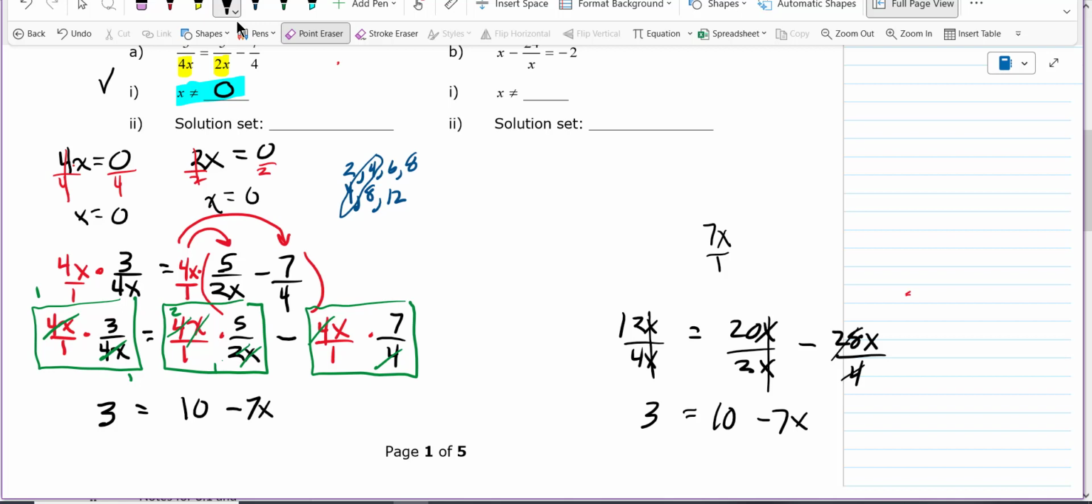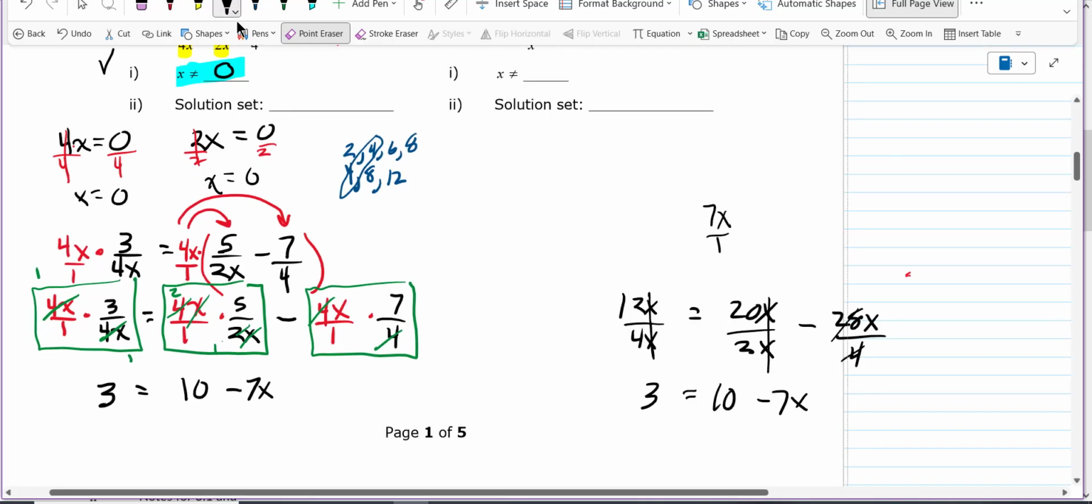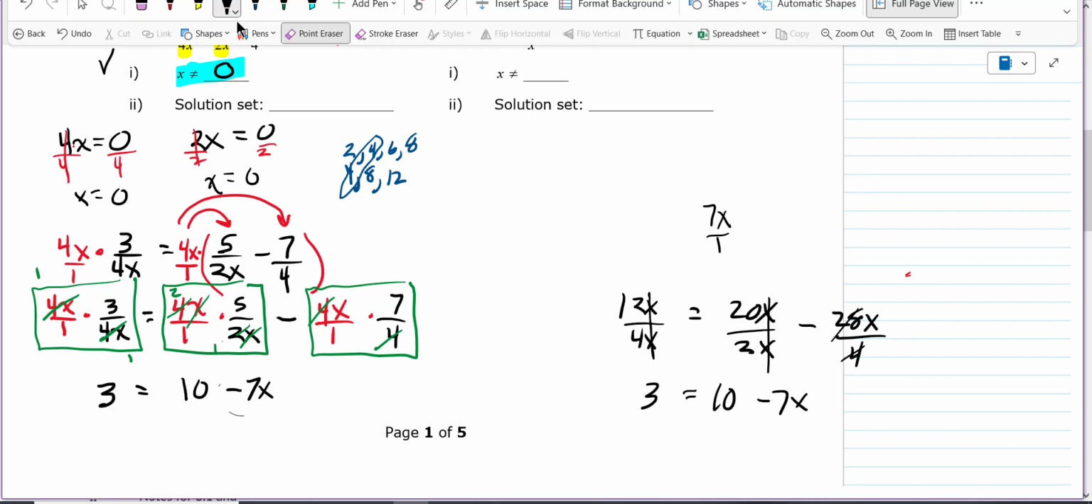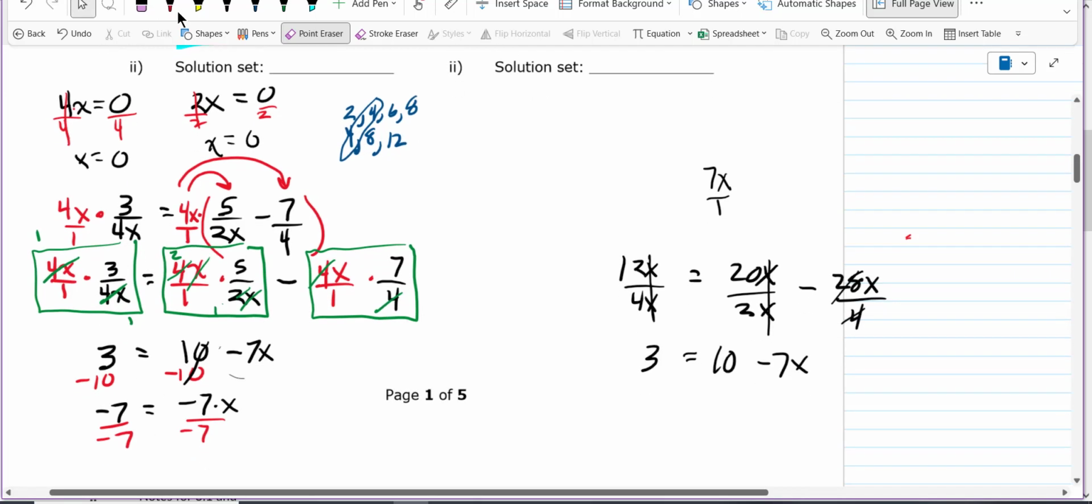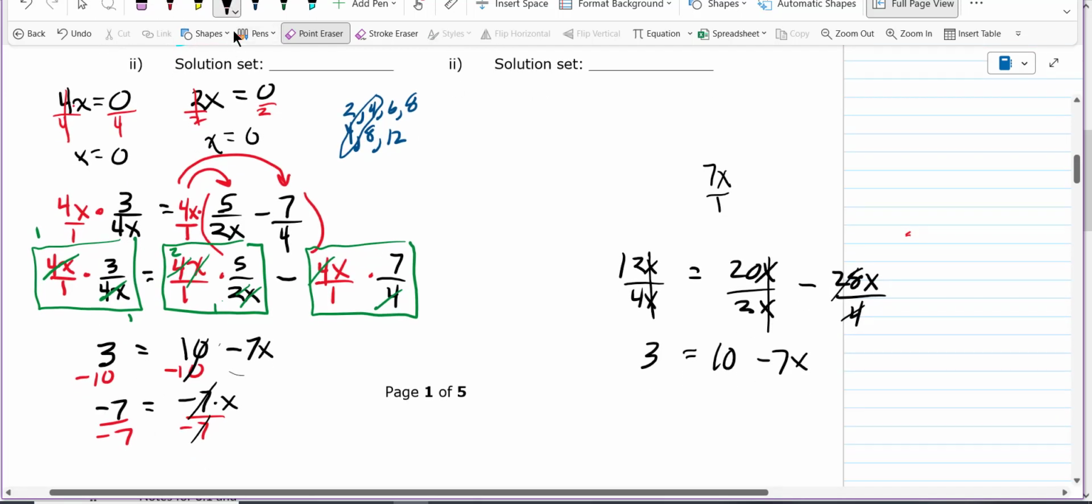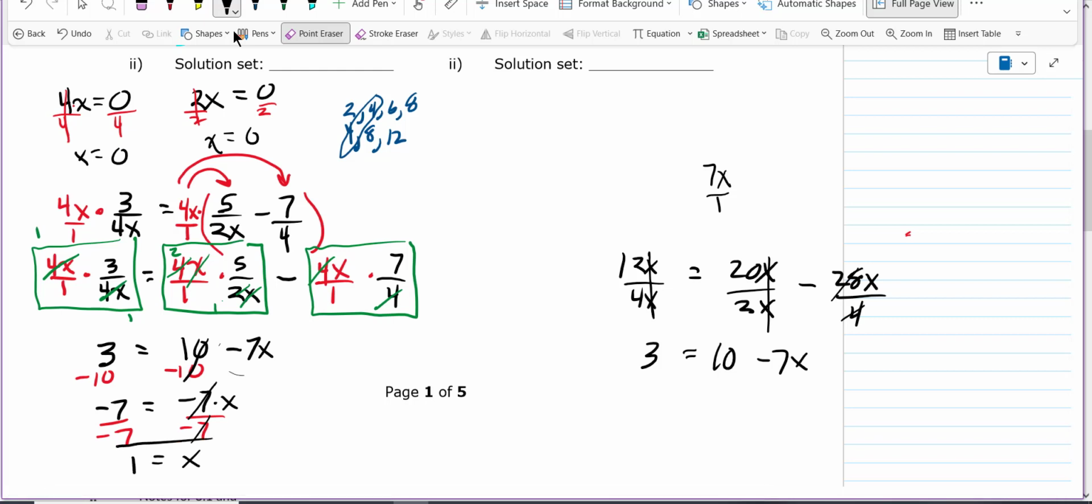Now what you have is an equation that you can solve. It's kind of up to you which side to keep the x on. You could move that to the other side, or the way I'm going to do this is I'm just going to keep the negative 7x where it is, and I don't want the 10 to be there, so I'm going to subtract 10 from both sides. That will give negative 7 is equal to negative 7 times x. Then I can close the deal by dividing both sides by negative 7. And that will leave me x is equal to positive 1 as a solution to this problem.